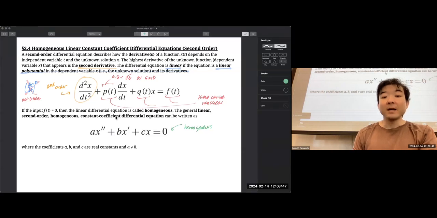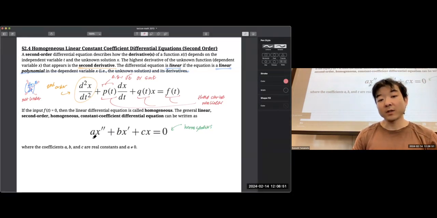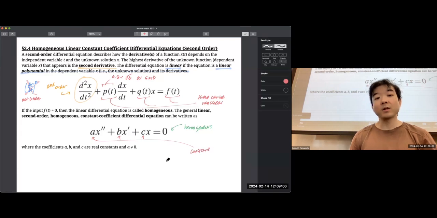On top of that, let's also look at the case where all the coefficients in front of your x, x prime and x double prime are constant. So we'll look at the simplified case where your right-hand side is 0, and although the P of t and the Q of t can be non-constant in general, they are going to be constant for the first cases we're going to look at.